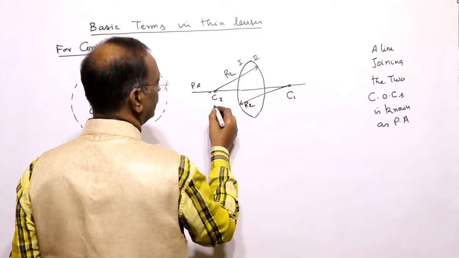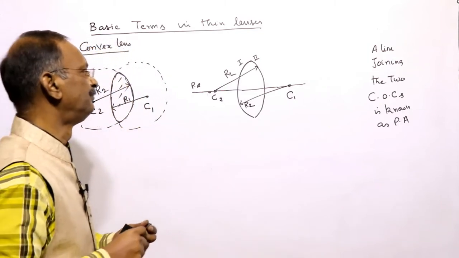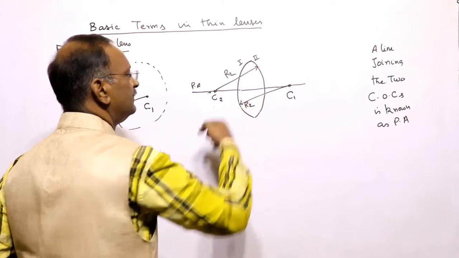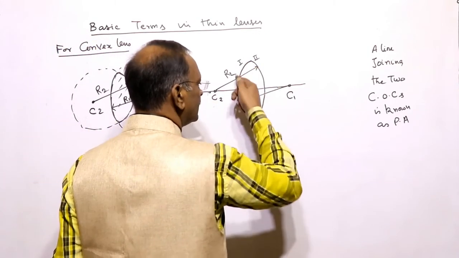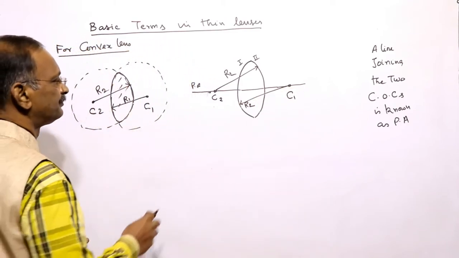This is the center of curvature, and this is the radius of curvature. The radius of curvature is the distance between the spherical surface and the center of curvature. The distance between the surface and the center of curvature is called the radius of curvature.